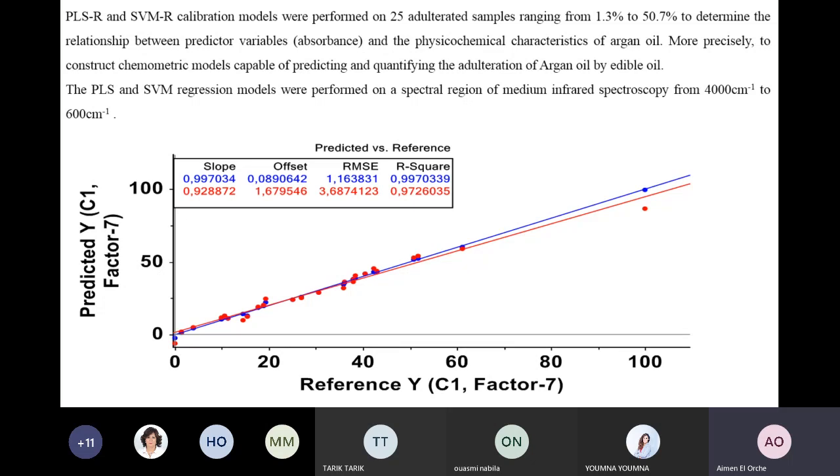So according to the results of PLS, we observe that there is a strong relationship between the actual and predicted values. This relationship is explained by the R squared, which reached 99%, and the root mean square error of calibration and cross validation, which are respectively 1.2 and 3.7.